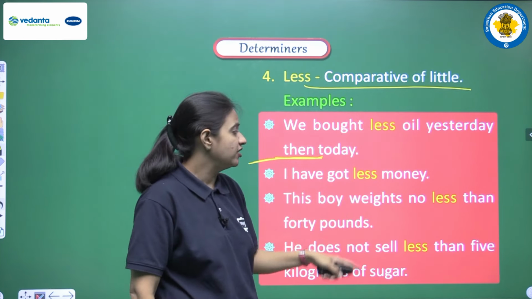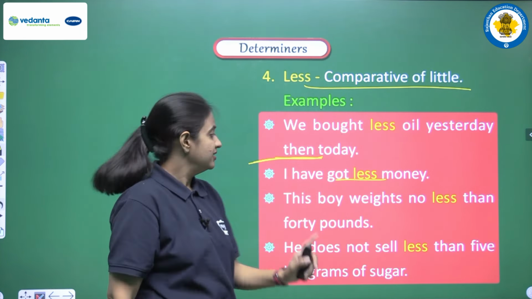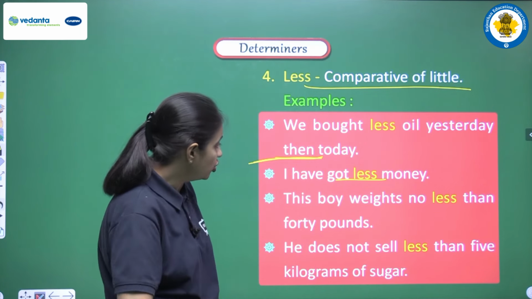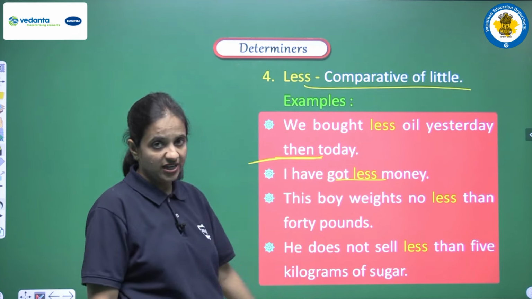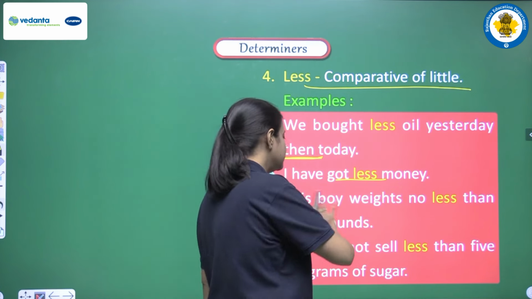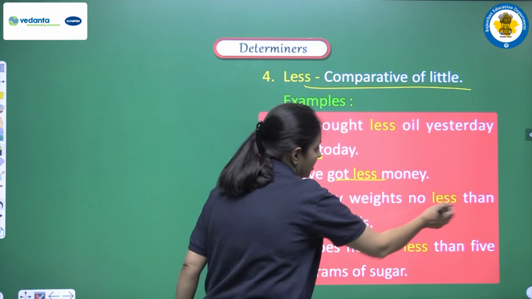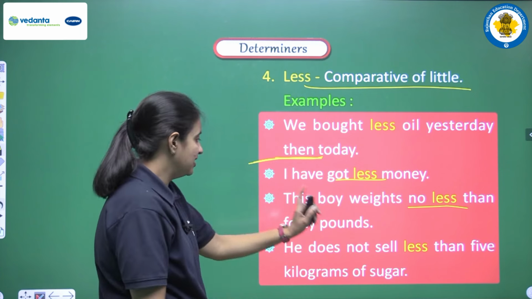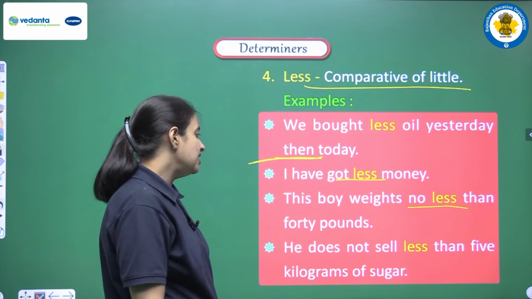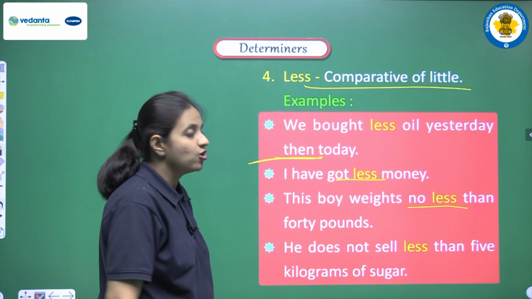Next, I have got less money, right? Next is, this boy weighs no less than 40 pounds. Okay, so again we are making this type of sentence where we have the comparative form and we are using less. Next is, he does not sell less than 5 kilograms of sugar.